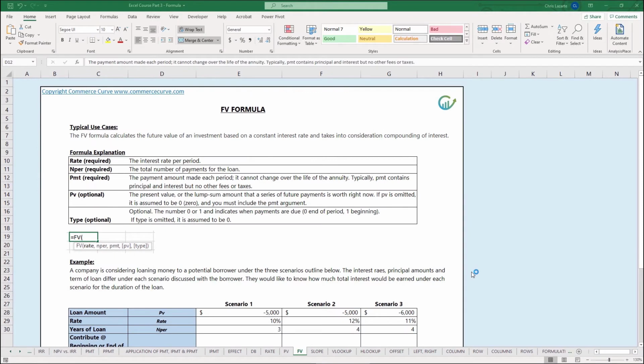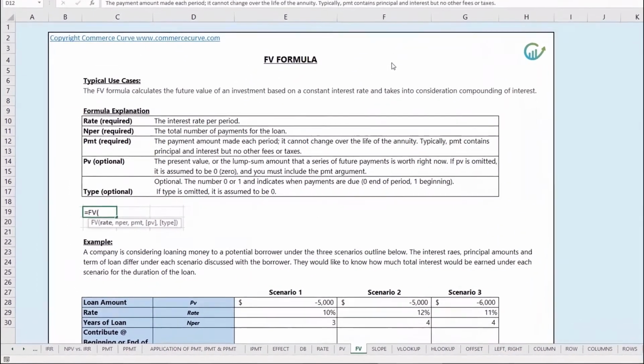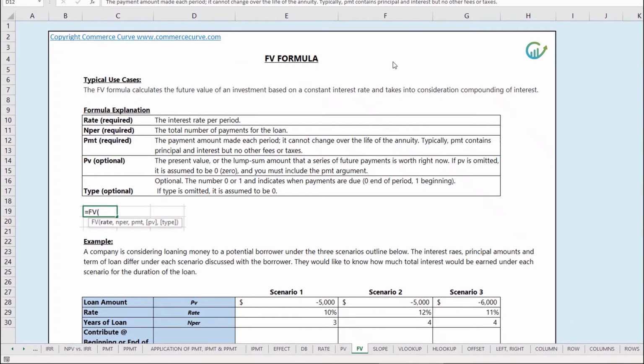In this lesson, we're going to review the FV or future value formula. The FV or future value formula calculates the future value of an investment based on a constant interest rate and takes into consideration the compounding of interest. Let's take a look at the formula explanation before we dive into an example.